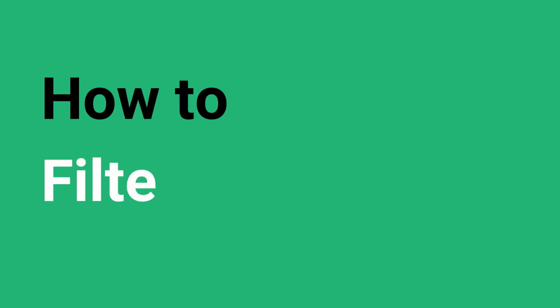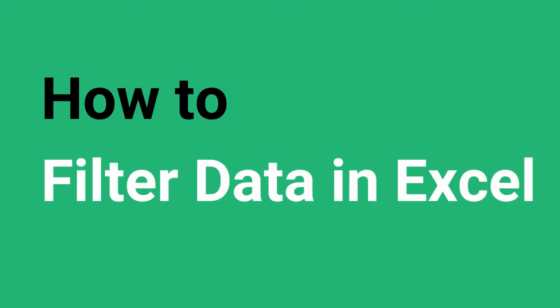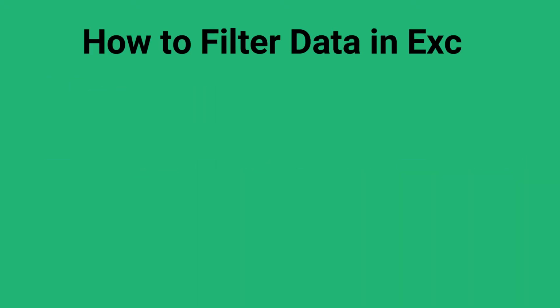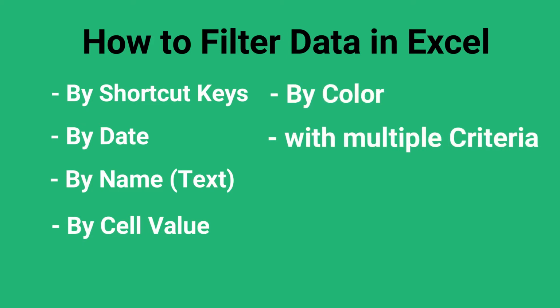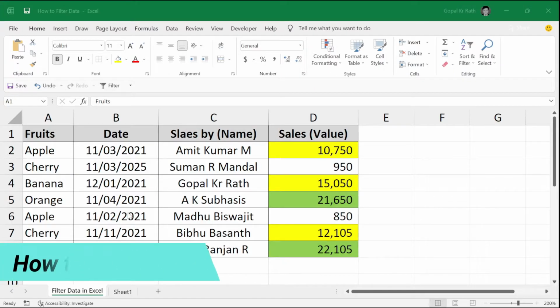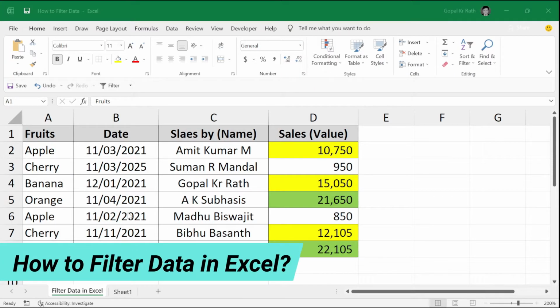In this video, you will learn how to filter data in Excel. Then you will learn how to filter data by shortcut keys in Excel, filter data by date, by name, by cell value, by color with multiple criteria, and at the end how you can copy to another sheet in Excel. So let's start and learn how to filter data in Excel.